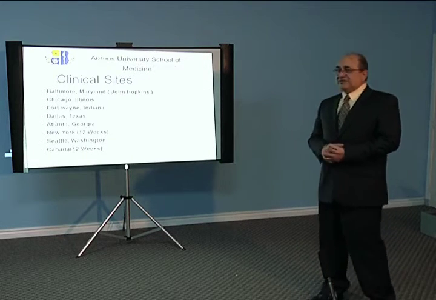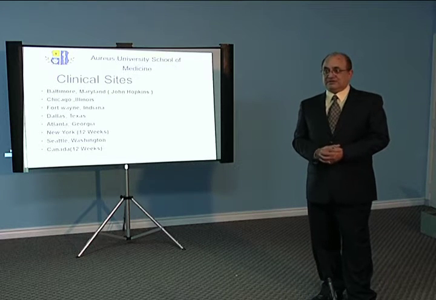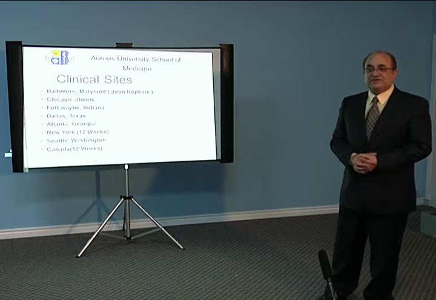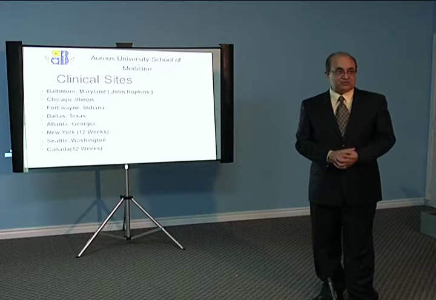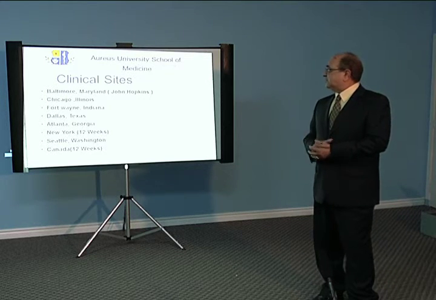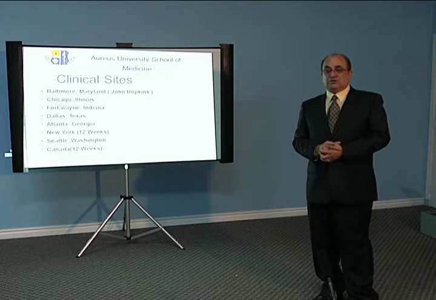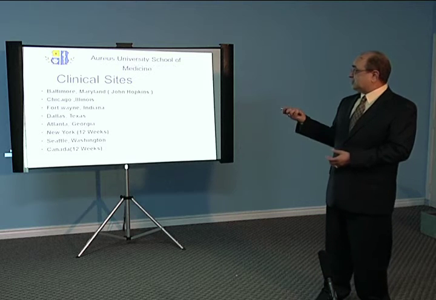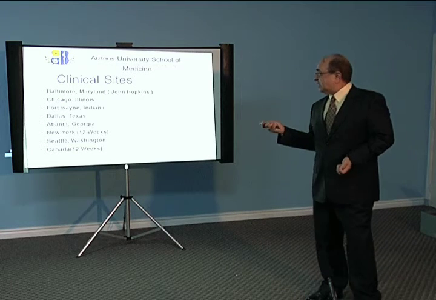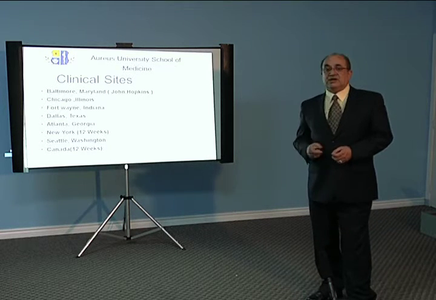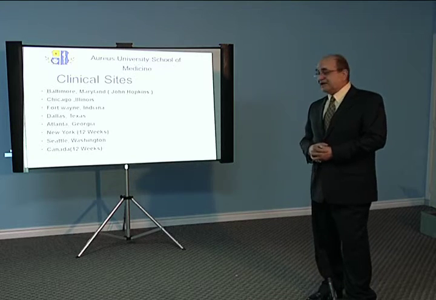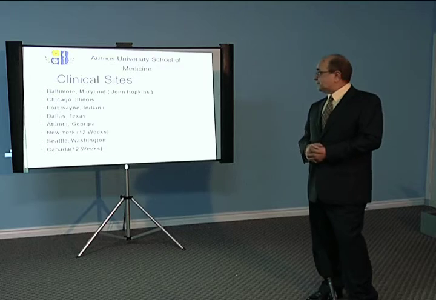Now the big question is, where are our clinical sites in Canada and America? Those students who clear USMLE 1 with more than 86 percentile score go to Johns Hopkins hospitals in Baltimore, Maryland. And those who are unable to score 86 percentile rotate in various hospitals like in Chicago, Illinois, Fort Wayne, Indiana, Dallas, Texas, Atlanta, Georgia. New York, you can rotate for 12 weeks for elective. Seattle, Washington, and Canada, you can rotate elective for 12 weeks.